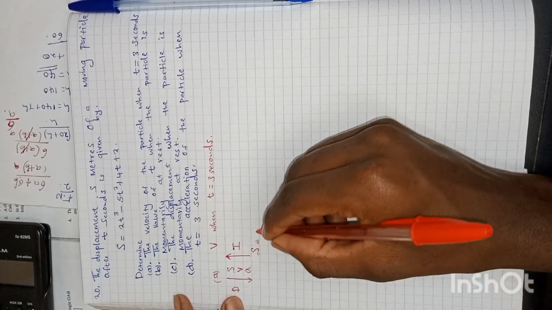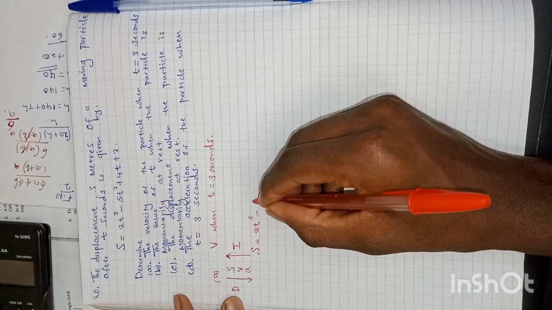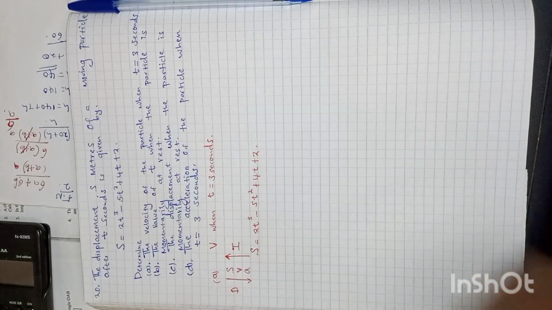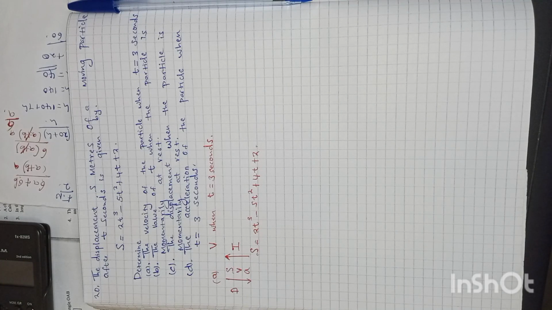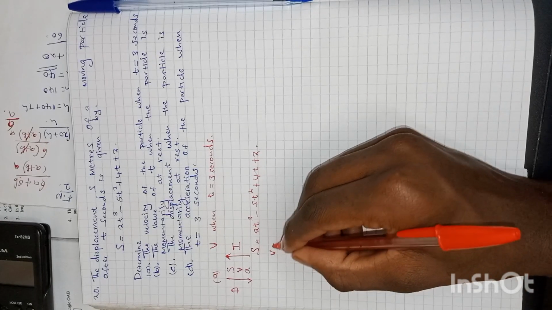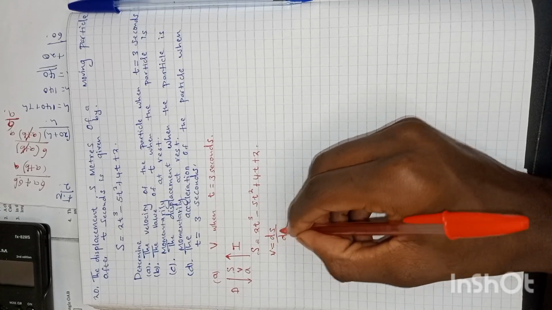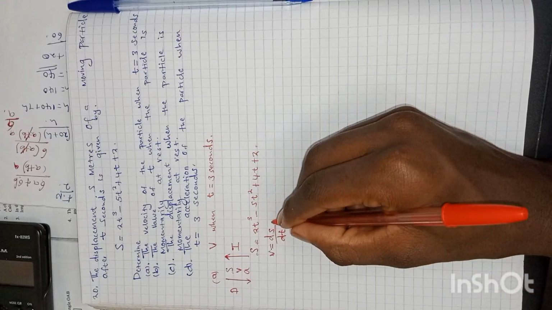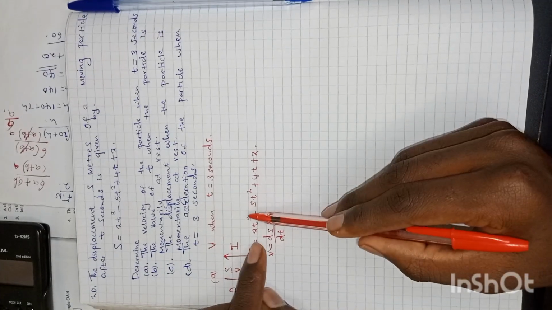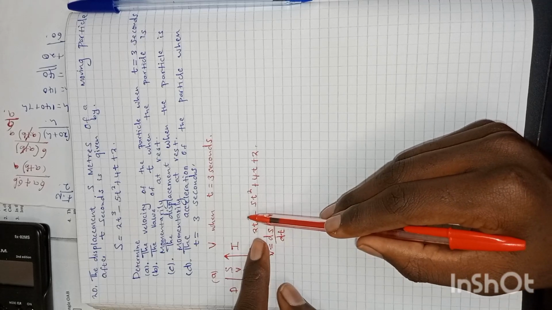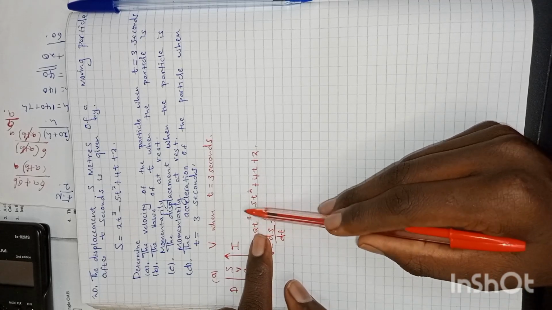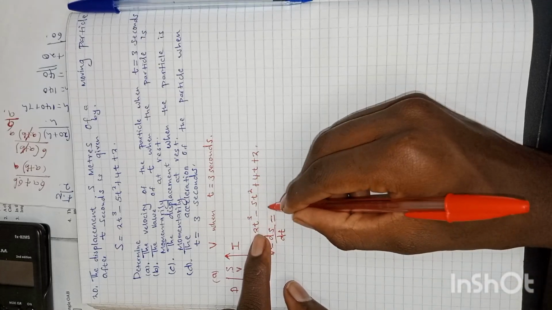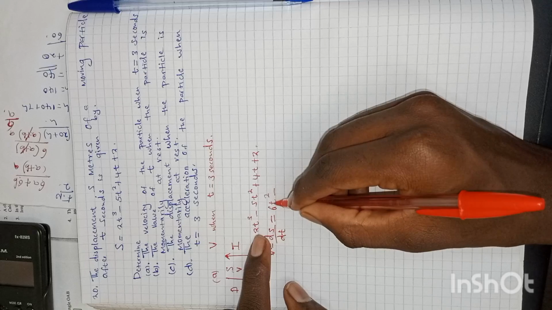So s equals 2t cubed minus 5t squared plus 4t plus 2. How do you differentiate? You differentiate by saying velocity equals ds over dt, displacement with respect to time. This becomes, remember, when you're differentiating, you multiply the number that is raised with this number, then the power goes minus 1. So this will be 3 times 2, 6. Then 3 minus 1, 2. So it will be 6t raised to 2.